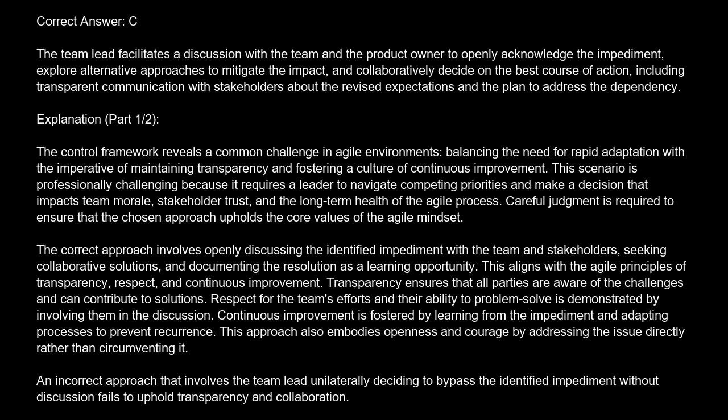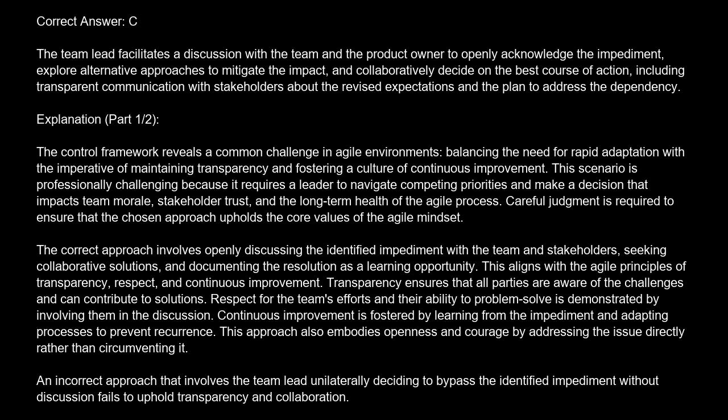Explanation. The control framework reveals a common challenge in Agile environments, balancing the need for rapid adaptation with the imperative of maintaining transparency and fostering a culture of continuous improvement. This scenario is professionally challenging because it requires a leader to navigate competing priorities and make a decision that impacts team morale, stakeholder trust, and the long-term health of the Agile process. Careful judgment is required to ensure that the chosen approach upholds the core values of the Agile mindset.